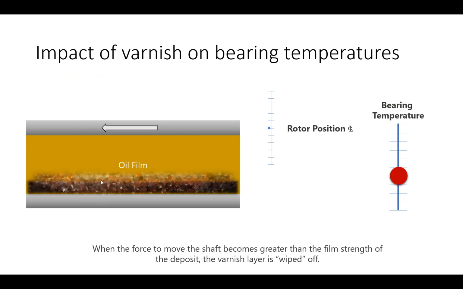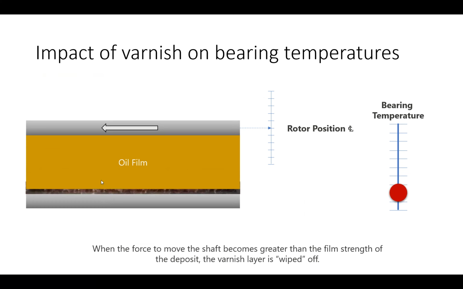And then suddenly, when the force to move the shaft becomes greater than the film strength of the deposit, it's like a wiping-off effect on the varnish layer, and the temperature spike goes down. In some cases, the spike goes down totally to its original temperature. In other cases, it has a hysteresis, and that's really large depending on the quantity of degradation products, and also the typical degradation products, if they're more polar or not. But typically, this peak will come back, and you will see that the oil is then again with a small layer, bringing back a normal temperature on the bearing and a normal rotor position.